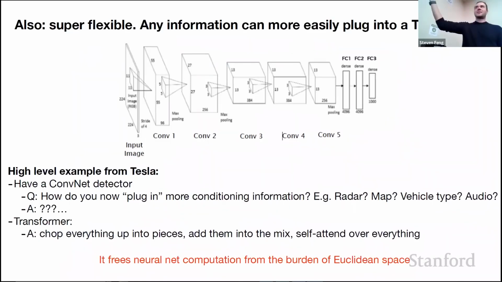Like you have a ConvNet that takes an image and makes predictions about the image. And then the big question is, how do you feed in extra information? And it's not always trivial. Say I have additional information that I want the outputs to be informed by. Maybe I have other sensors like radar. Maybe I have some map information or vehicle type or some audio. And the question is, how do you feed information into a ConvNet? Where do you feed it in? Do you concatenate it? How do you add it?